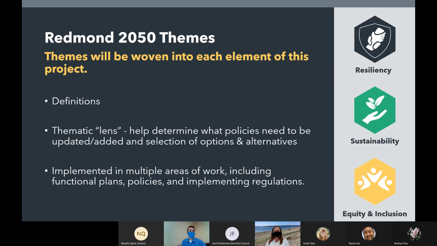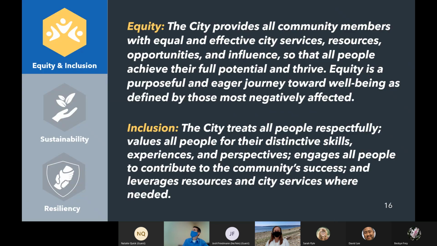So we've organized the update to the comprehensive plan, the Redmond 2050 work, around 3 themes, and those are resiliency, sustainability, and equity and inclusion. And we're going to use these themes to evaluate proposed policy updates by developing what we're calling thematic lenses. You can think of them as lenses, I guess, through which we review policy updates to make sure that any updates that we're making are going to be supportive of these themes. So I'm going to share all the definitions of these themes with you because they're important and because they're foundational to the work. And those are on the next few slides.